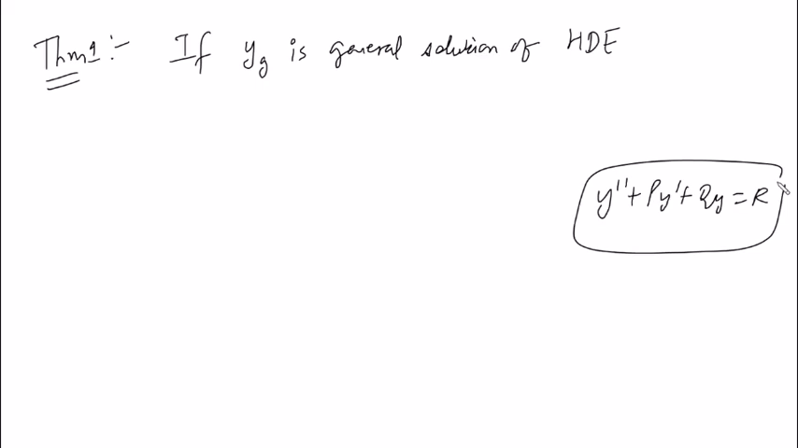Right now I'm not telling you how to find this. I'm just stating a few results: if it is there, then what does it mean? How to find it will come later. So if Yg is the general solution of this homogeneous differential equation and Yp is a particular solution of the non-homogeneous differential equation, so we are referring to the same equation.